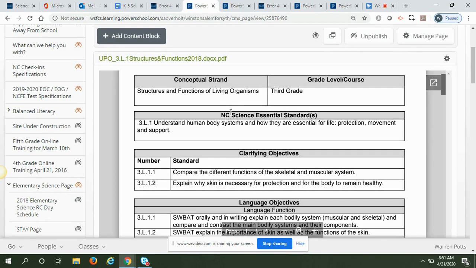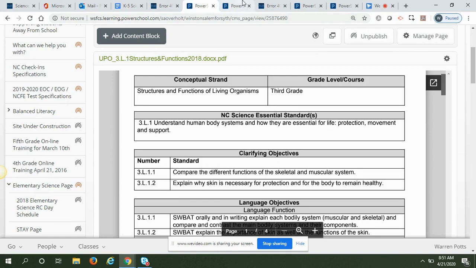So, what it is not is going into all the human body systems. It is not going into what a cell is, all the parts of the cell, mitochondria, the Golgi apparatus. No, it's not the parts of the cell. It's not all of the human body systems. It's focusing on these three systems, and we're going to build on that as they go into fifth grade and then study the human body systems further, and then in middle school as well.